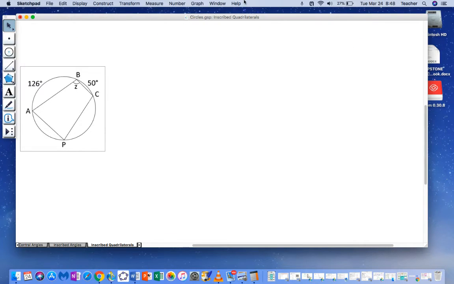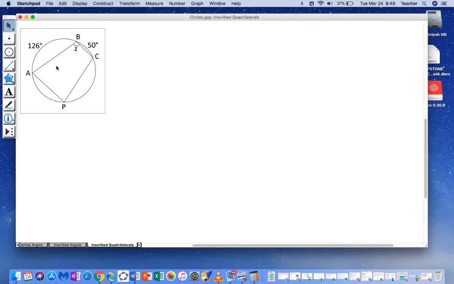Okay, right here. Z. Now we could find a couple other things, but it wants to know Z. Angle Z is angle B, which is inscribed angle ABC, which goes with arc APC. Well, I don't know any of those, but here's what I do know. I do know 126 and 50.